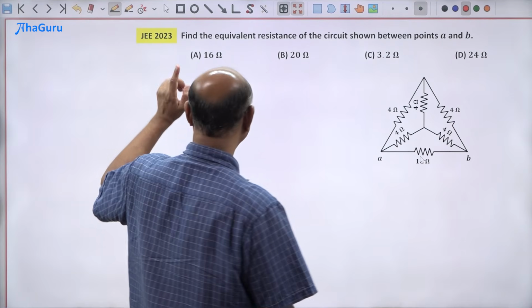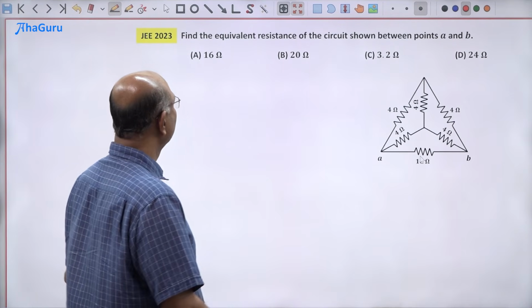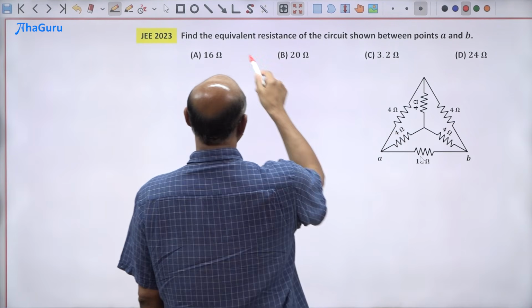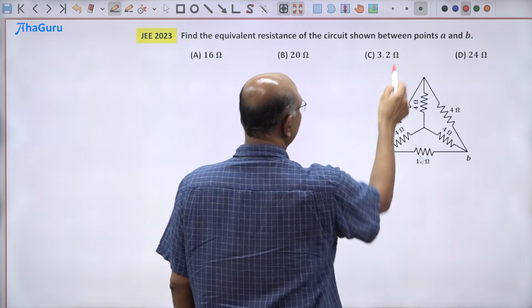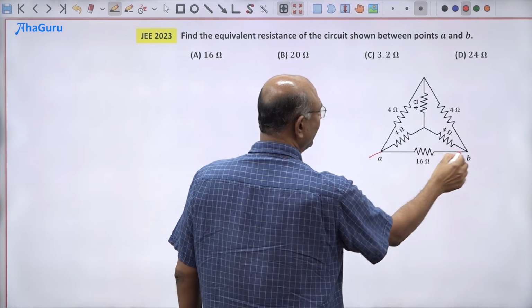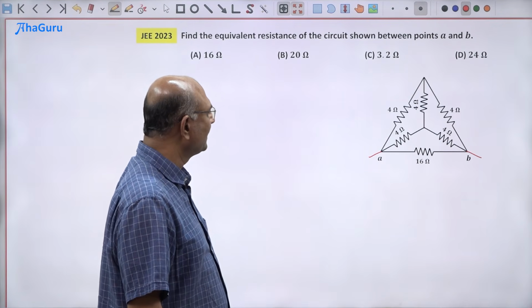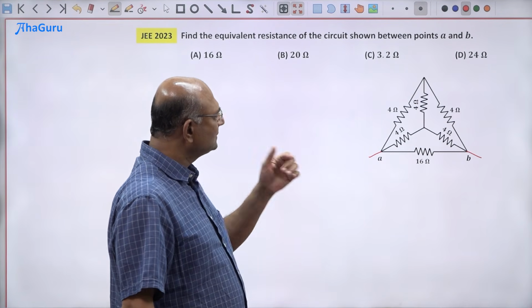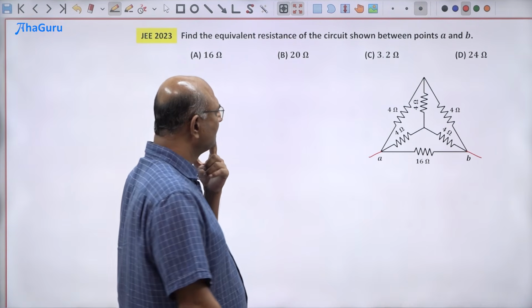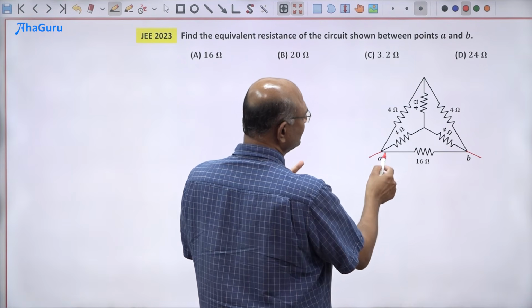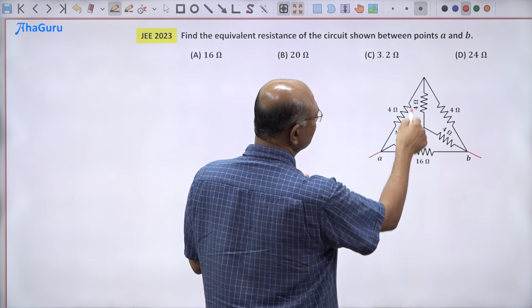Look at this question that appeared in the JEE in 2023. They have given you this circuit and asked you to find the equivalent resistance between points A and B. Basically between A and B we want to find the equivalent resistance. Now, doesn't look like Wheatstone's bridge, no? Because you also have this extra 16 ohms.